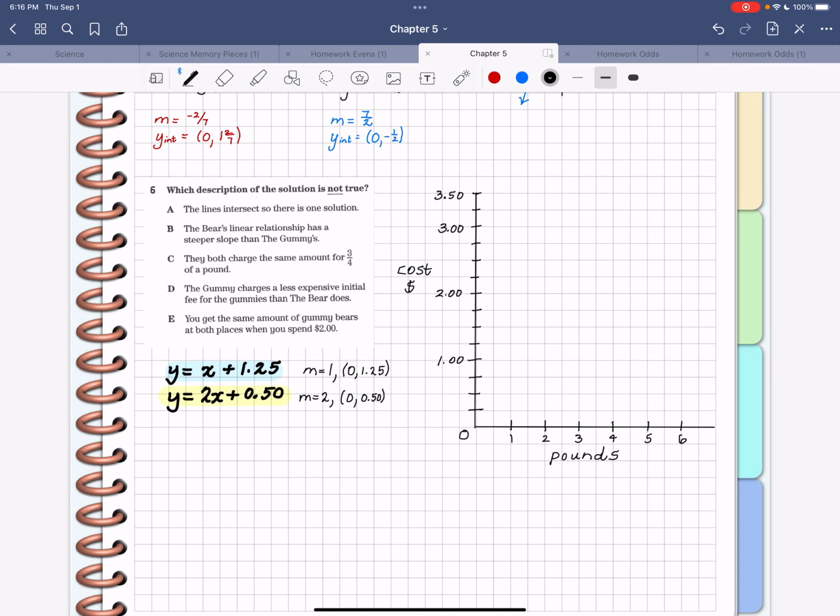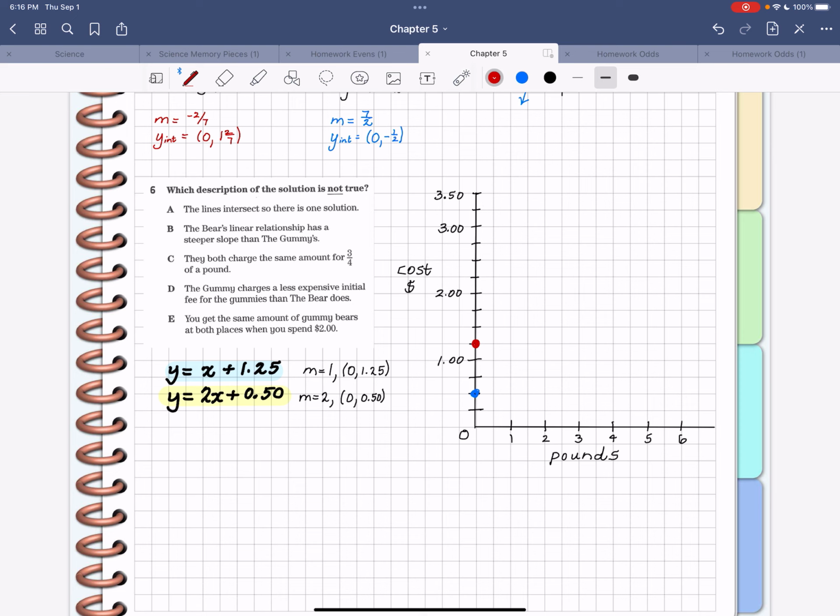Starting with the blue function, which I believe was called the Gummy, I'm going to start at 0, $1.25, because when you go in there and you buy the container, you pay $1.25. That's the flat fee. At the other store, you only pay 50 cents. So you can see that the starting points for these two stores are different, but they do not satisfy the 0, 0 principle.